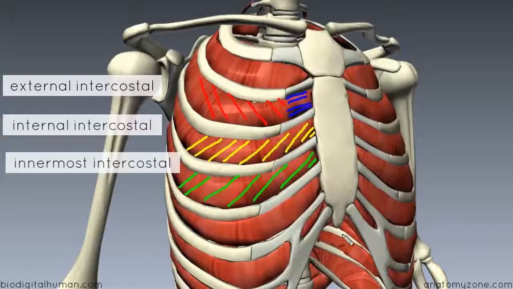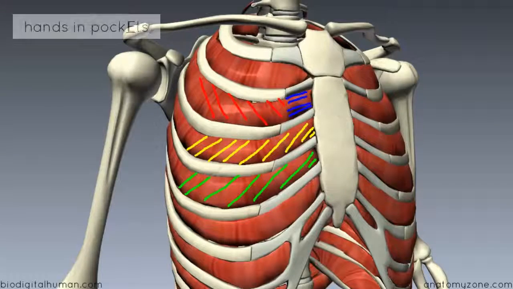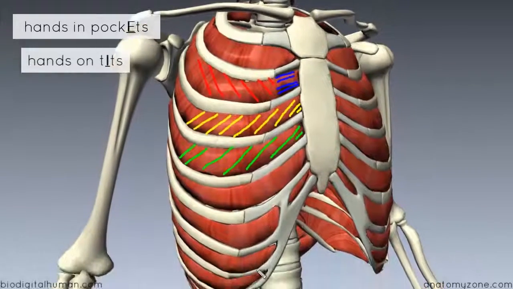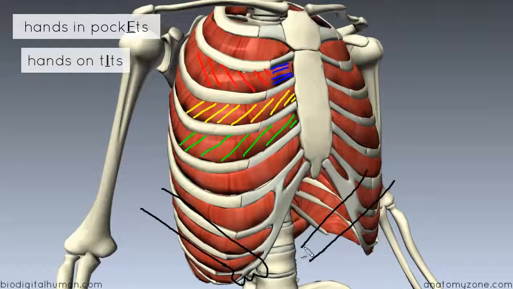The way to remember the orientation of these fibers is with a simple mnemonic, which is the same as the mnemonic I used in the anterior abdominal wall muscles tutorial. So hands in pockets and hands on chests. If I just draw some hands which are in pockets, pretty crappy drawing, but it's the best I can do, unfortunately. This is the forearm and this is the hand, and this is the sort of angle your forearms would be if they were in your pockets.